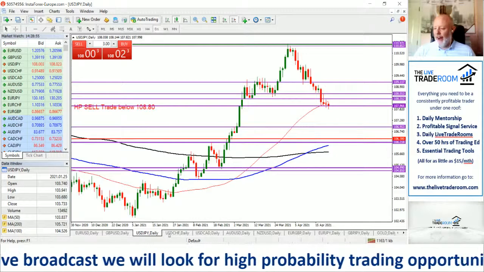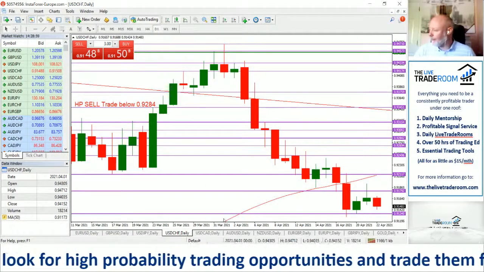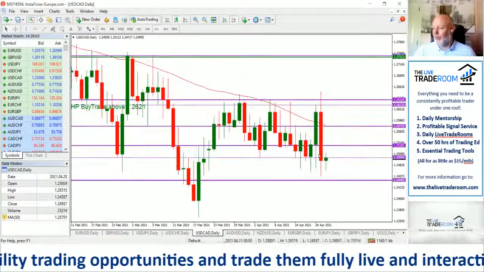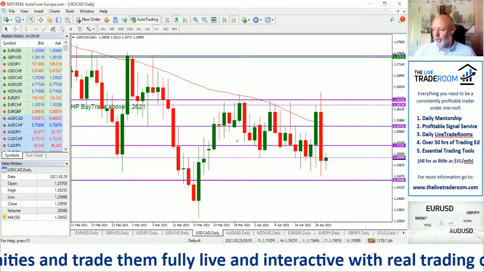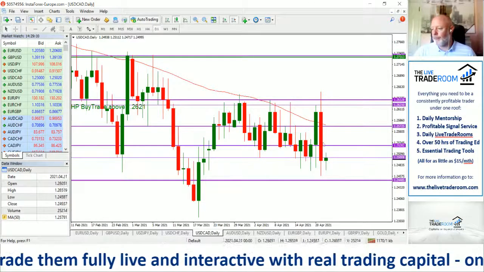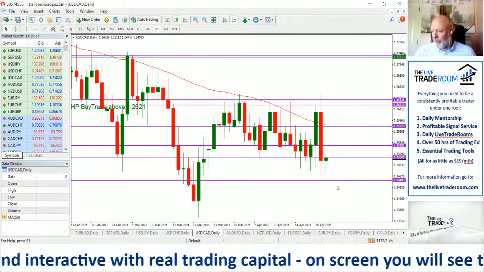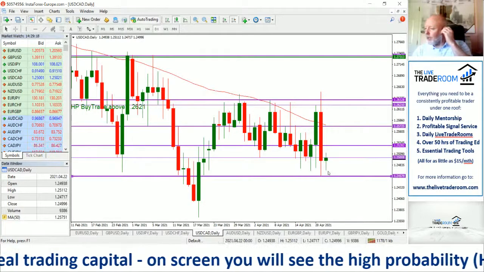Weaker against the yen. Weaker against the Swiss, as you can see. The dollar CAD, I suppose we're at the weaker points of this one-month-long grinding price action, and we're down at these lower levels. So can we break through to the downside? That's the big question. So far the answer is no.